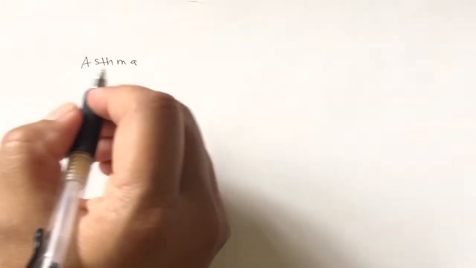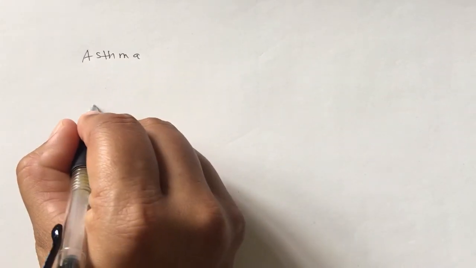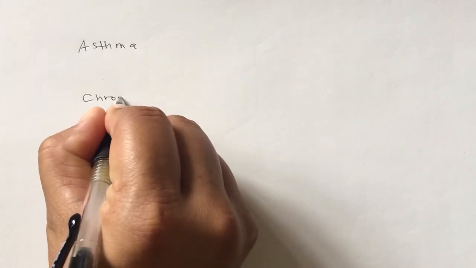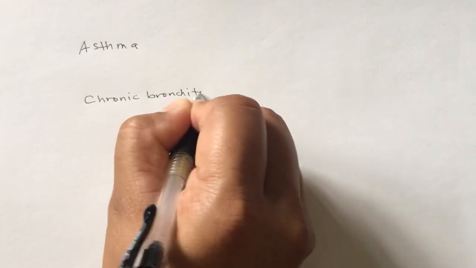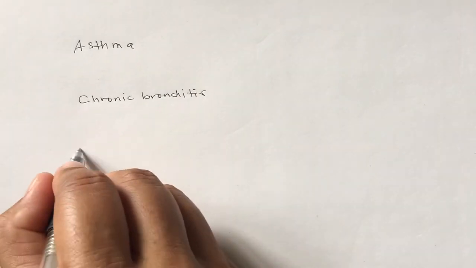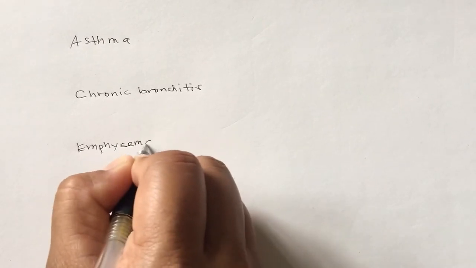Hi everybody, so let's do another quickie. So we have asthma. We're looking at that as an obstructive disease. We also have chronic bronchitis. And then we have emphysema, right? So emphysema. How do we look at them differently?